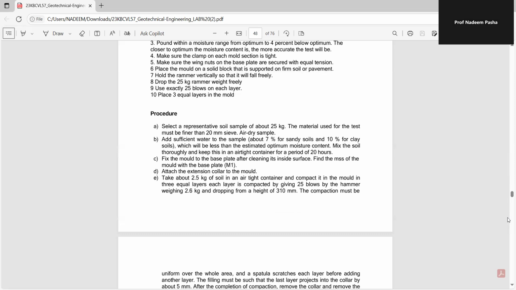Hold the rammer vertically so that it will fall freely. Drop the 2.5 kg rammer weight freely. Use exactly 25 blows on each layer. Place 3 equal layers in the mold. So what is the procedure?